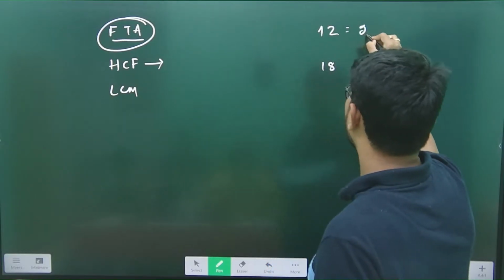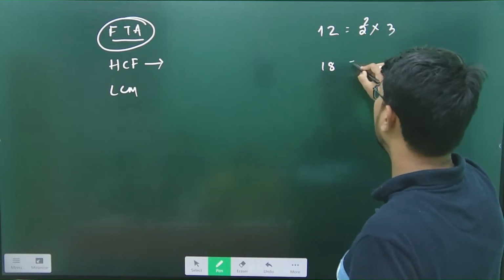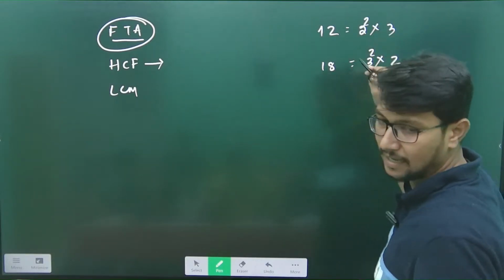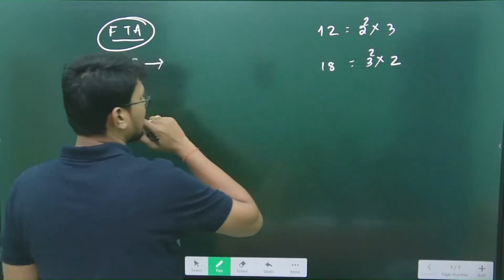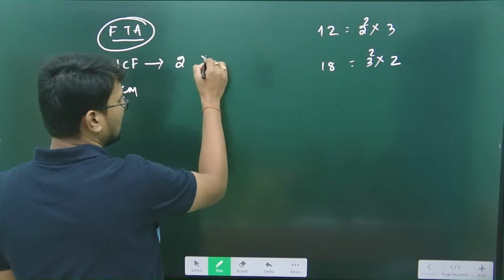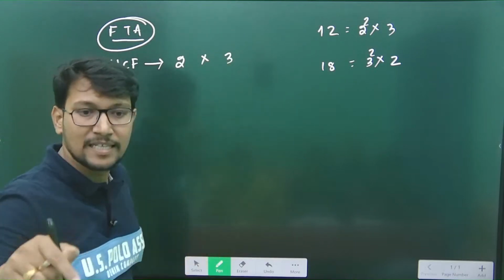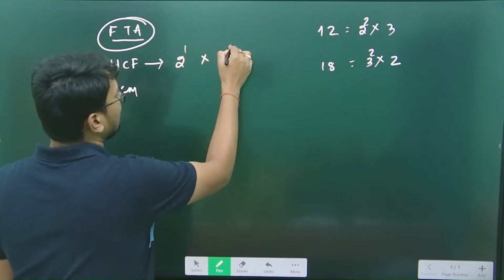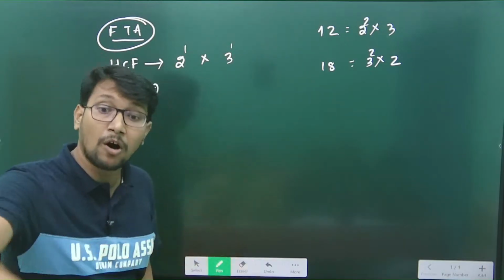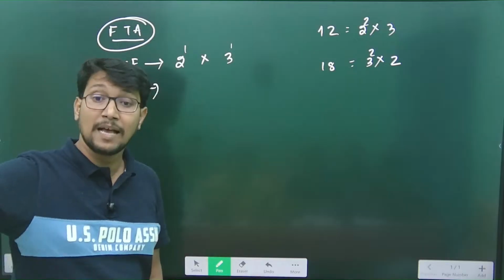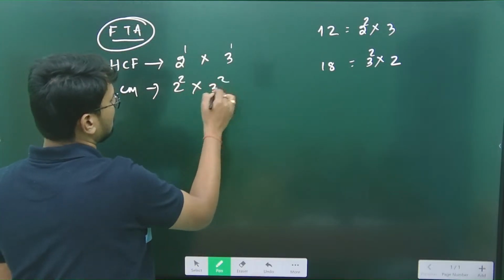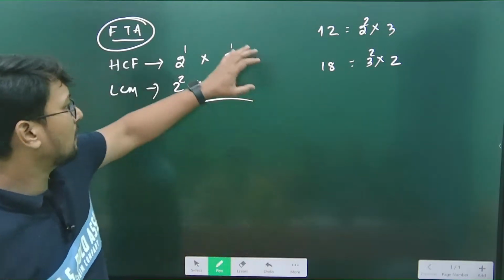For 12 and 18: 12 क्या है? 2 square into 3, right? 18 क्या है? 3 square into 2, right? So HCF is the product of all common primes. Common primes: 2 is there and 3 is there, with least power, 1 here, 1. Got it? And LCM क्या है? Product of all primes having highest power. Highest power means 2 square into 3 square.